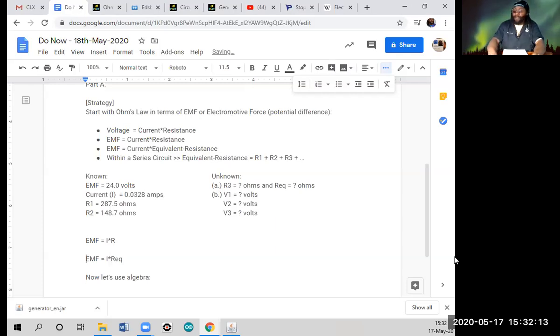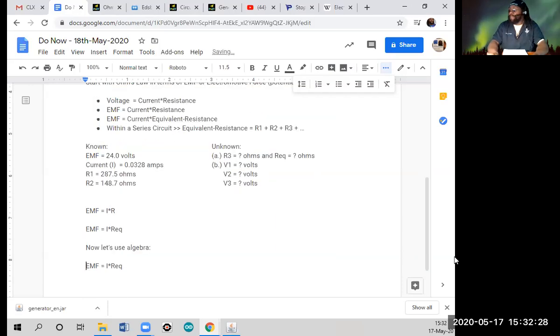I'm going to take this here, copy that, put that there. And what do we got? So EMF, electromotive force, is equivalent to the current multiplied by the equivalent resistance. All right, so what does that mean for us? Well, we need to do some algebra to solve for REQ by itself.